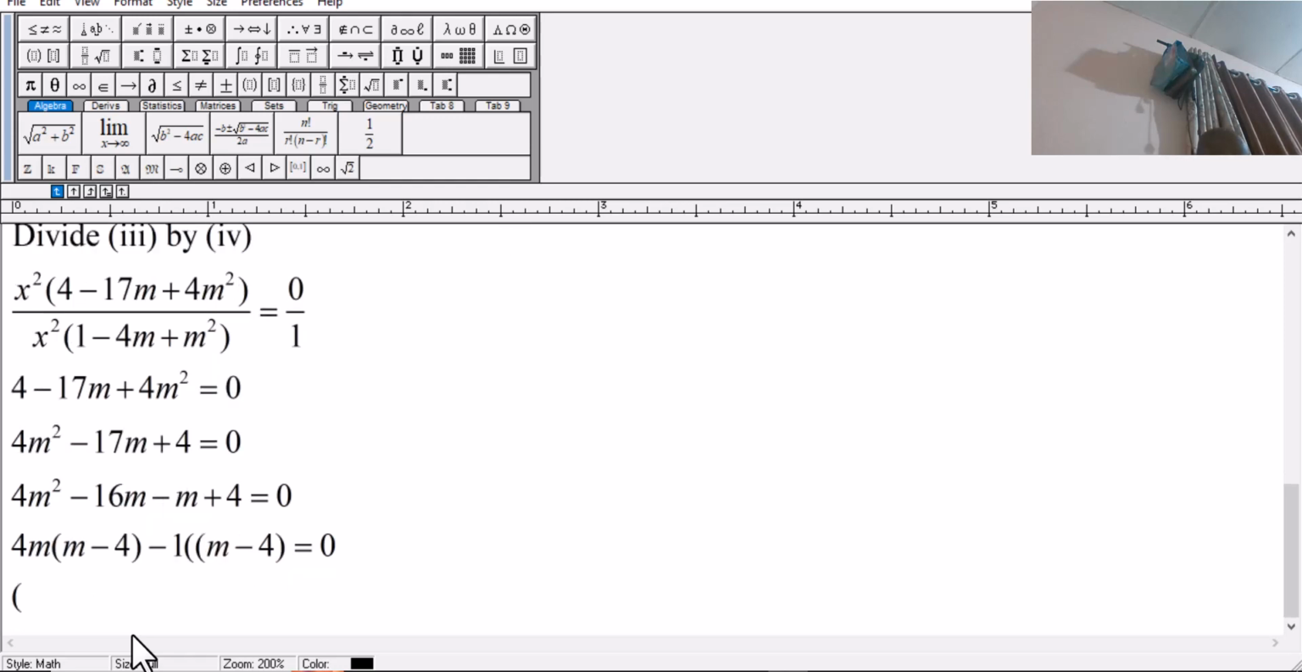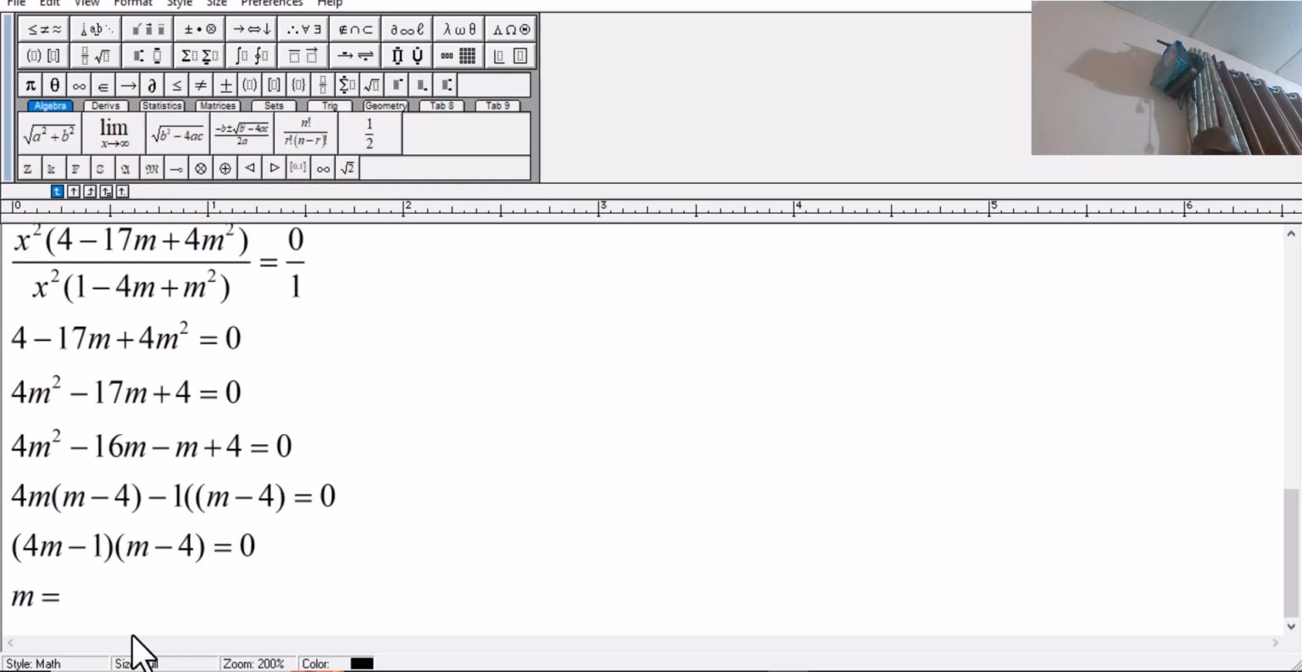So we have 4m minus 1 in bracket, m minus 4 equals 0. So m equals 1 over 4, or m equals 4. Now we have gotten the values of our m.